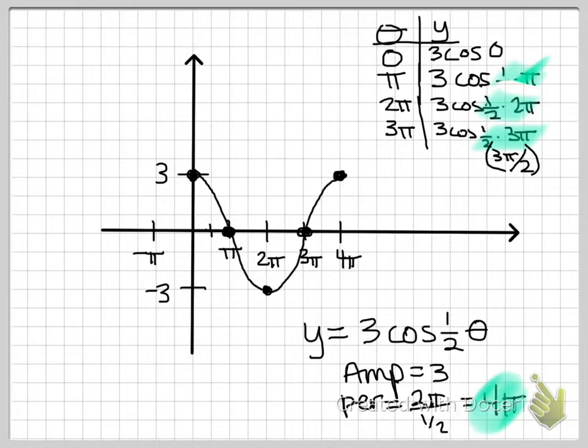There's a full cycle. You see we've got half the mountain, the full valley, and the other half of the mountain. You can even check over here at -pi, and you would find that the value would be 0. And it goes on, and it goes on. So there's one full period of y equals 3 cosine 1/2 theta.